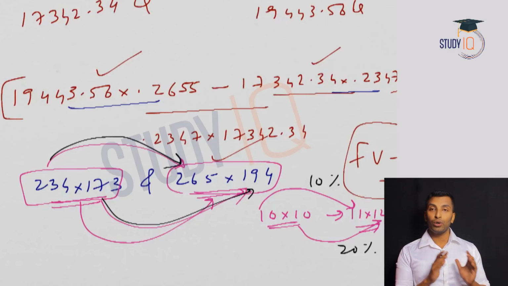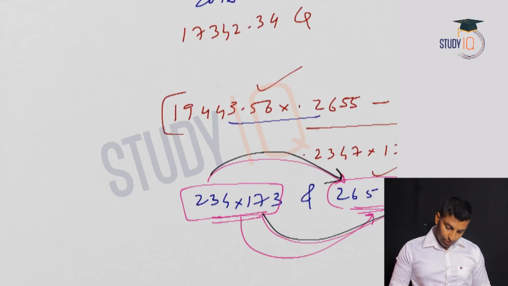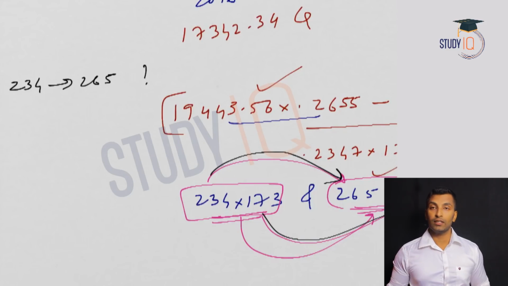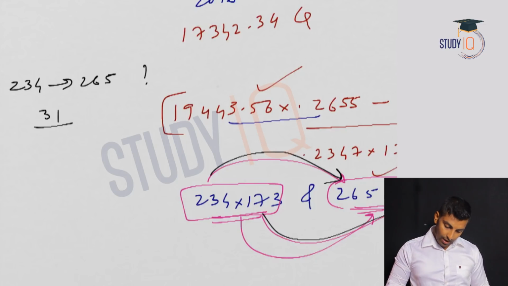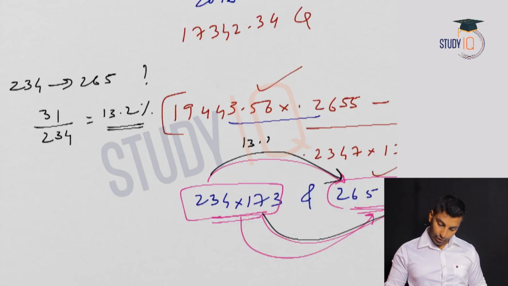So 234 to 265, what percentage? So 234 to 265, what percentage is what you need to find first. So what is the difference between these? 31 is the difference on the basis of 234. The base is 234. So what you can get is approximately 13.2%. So here the change is 13.2%.